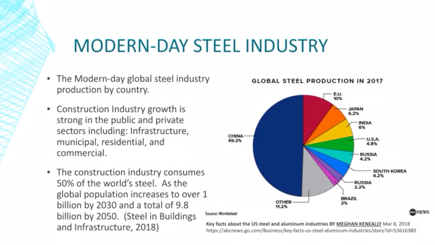The modern-day global steel industry production by country is shown by the pie chart on the right. The construction industry growth is strong in the public and private sectors, including infrastructure, municipal, residential, and commercial. The construction industry consumes over 50% of the world's steel. As the global population increases to over 1 billion at 2030 and 9.8 billion by 2050, we can forecast that steel production is going to have to rise in order to meet those demands.